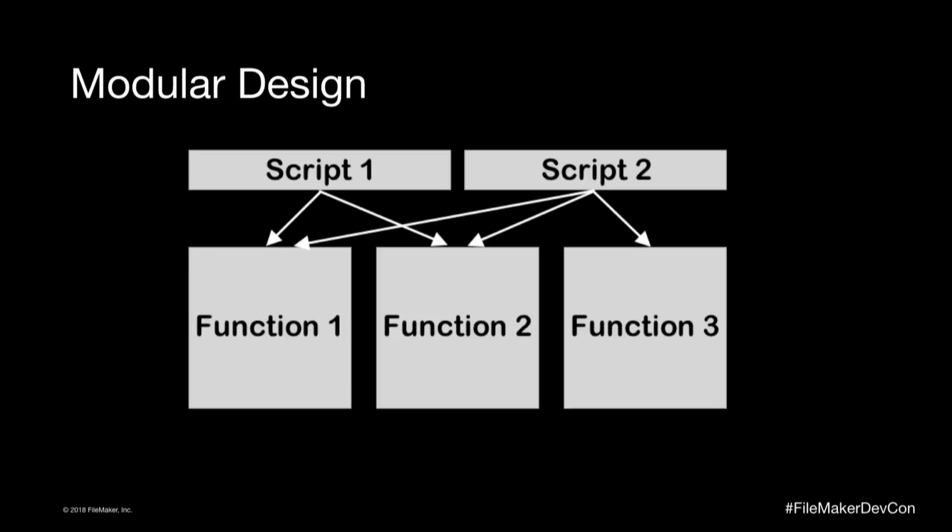So here you have functions 1, 2, and 3 are independent. They always do the same thing. And then you would have something up top, like script 1 calls function 1 and function 2 to get done what it needs to. Script 2 is calling all 3 of them, right? So these functions, these things down here, they're actually reusable. That's what modular scripting would mean.